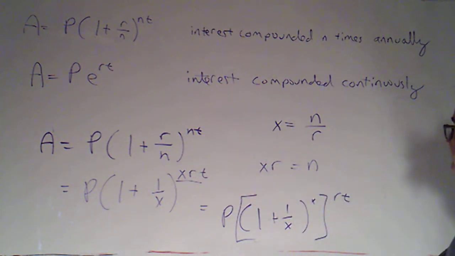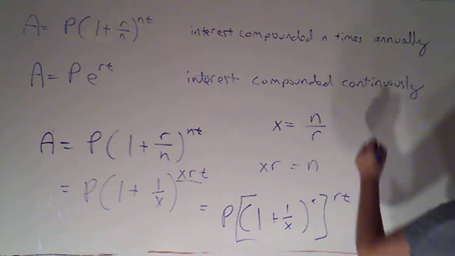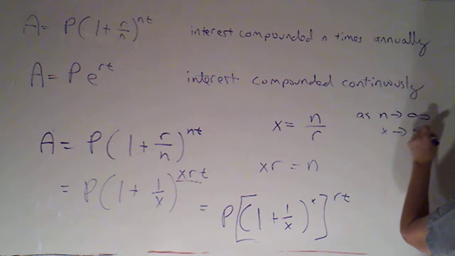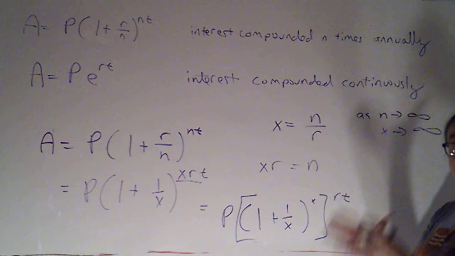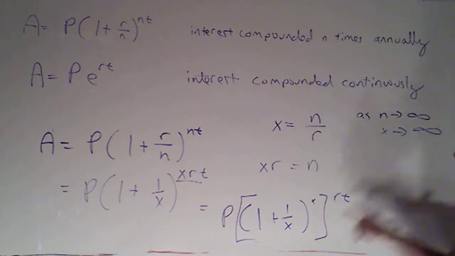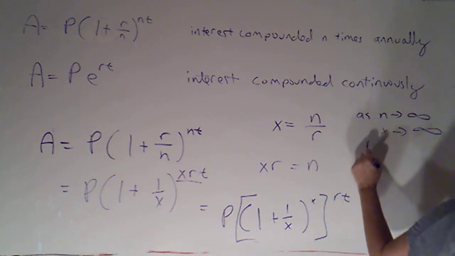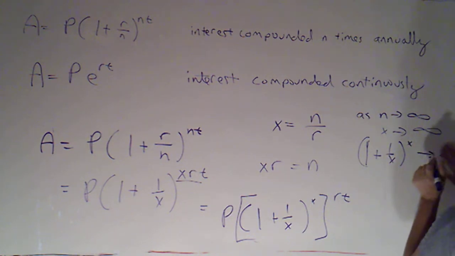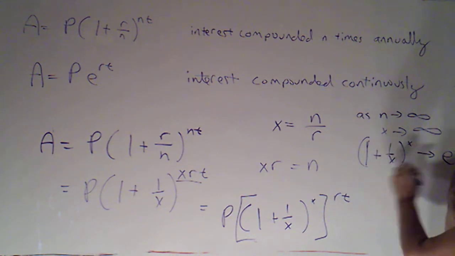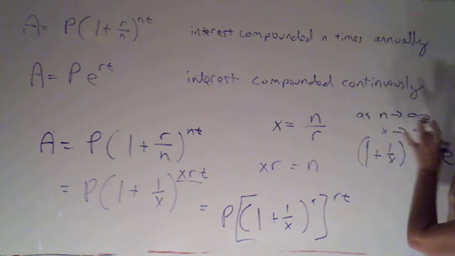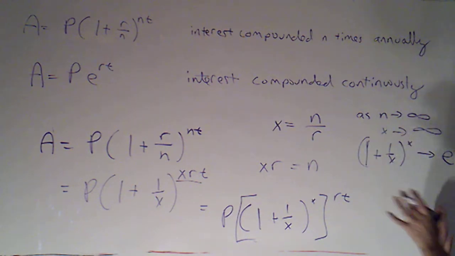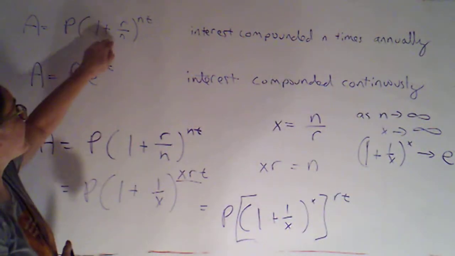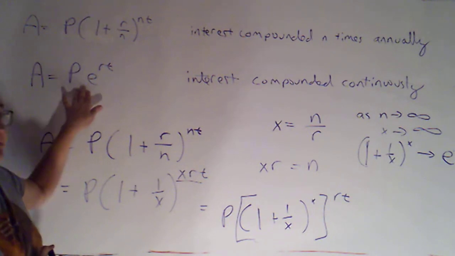Okay. Now, notice, as n goes to infinity, x would also go to infinity, because r is just going to be a fixed number. Okay. And as x goes to infinity, (1 plus 1 over x) to the x goes to e. Now, to prove that, we need calculus. That's a result I have to just give you. Okay, so that's why we don't have the tools to do a full explanation of why when we let n go to infinity, we get this formula.